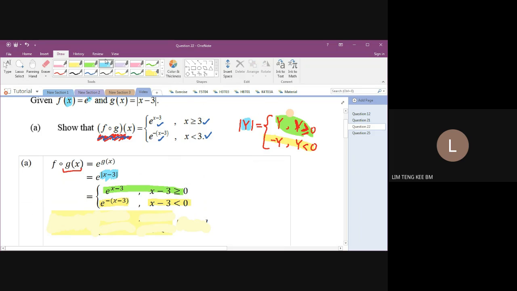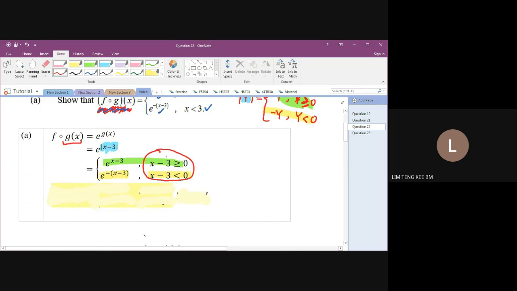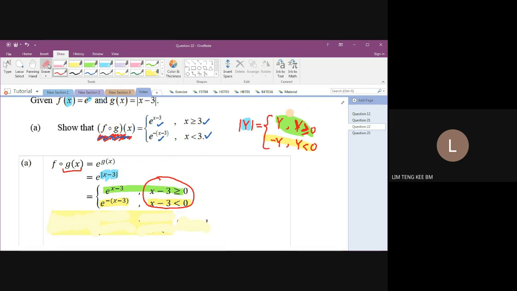And this is not the end of the story, because the interval here, the inequalities here, haven't been simplified. And when you simplify it, you should be able to find that you get the answer as stated in the question. And we have proved it and we have shown. So this is how we get the answer for part A.